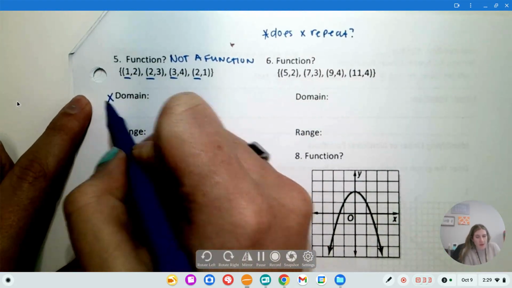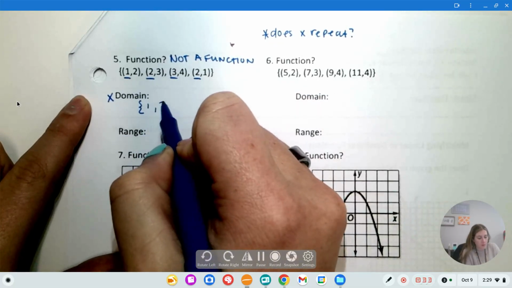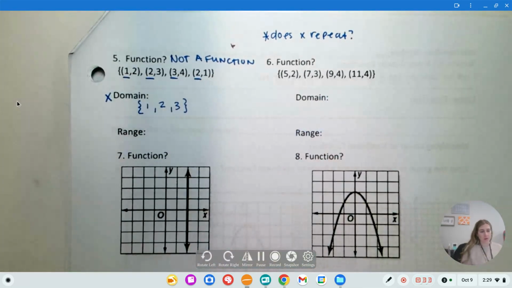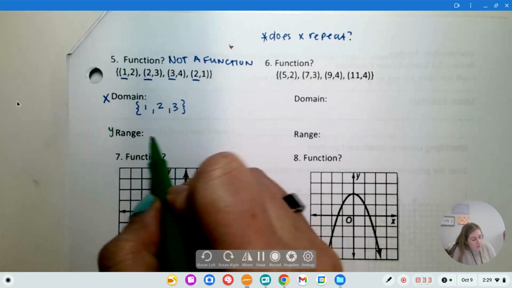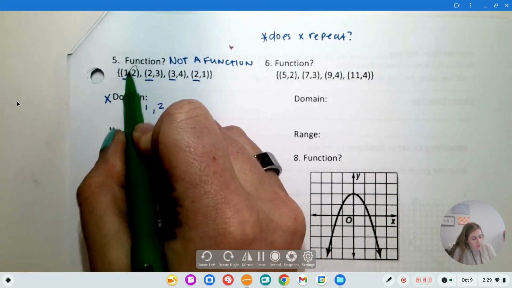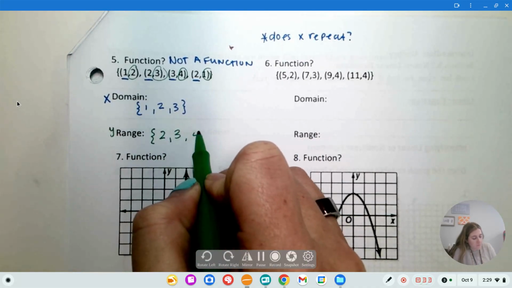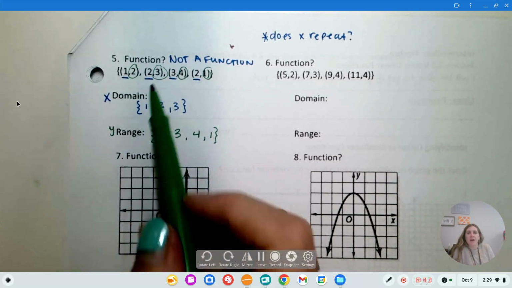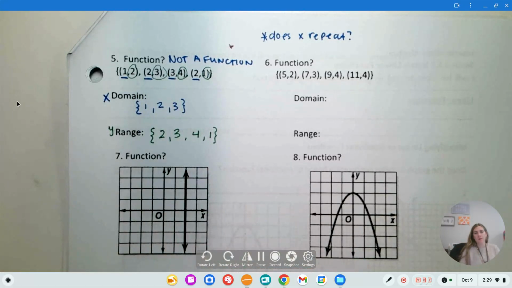So now, domain, I have to list the x's. Because these are ordered pairs, I'm just going to list 1, 2, and 3. And yes, 2 repeats, but I don't need to write it twice. And then range, the y values, same thing, fancy bracket. I'm going to list the y's, 2, 3, 4, and 1. The x's were 1, 2, 3. The y's were 2, 3, 4, 1. Not a function.